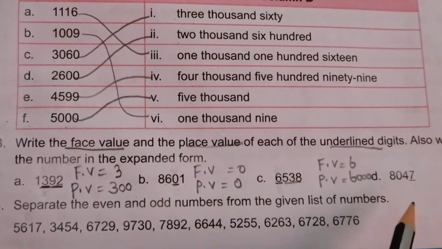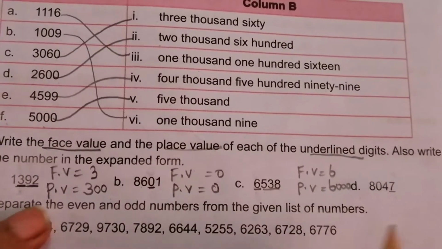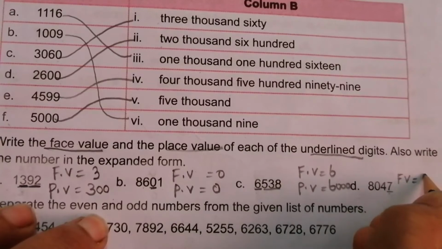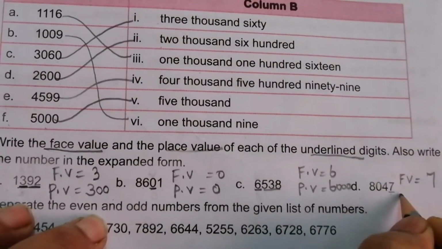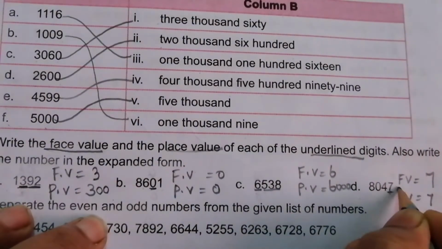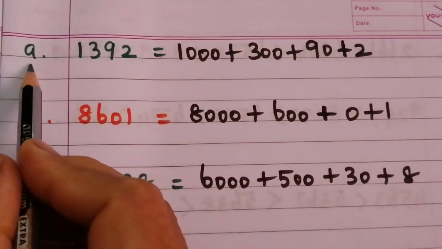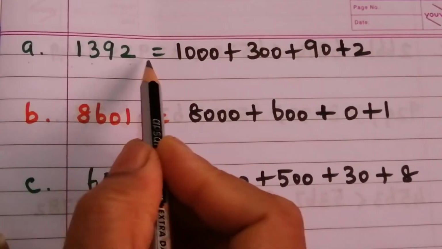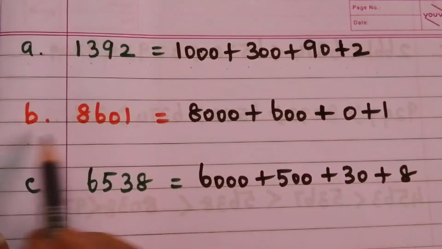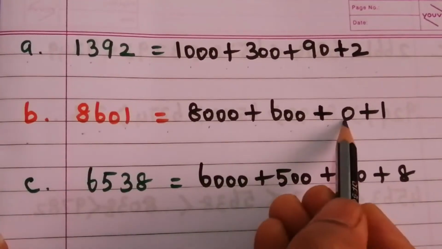And D, 8047. 7 is the underlined digit, so face value FV equal to 7, and place value PV also 7, since after 7 there are no digits. The expanded form of problem A is 1392 equal to 1000 plus 300 plus 90 plus 2. B, 8601 is equal to 8000 plus 600 plus 0 plus 1.